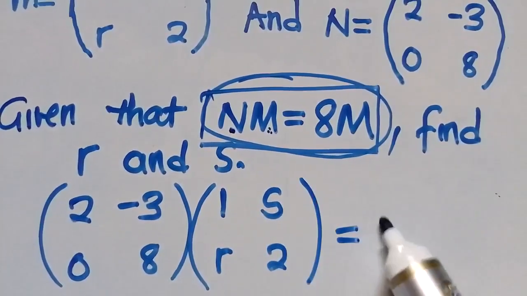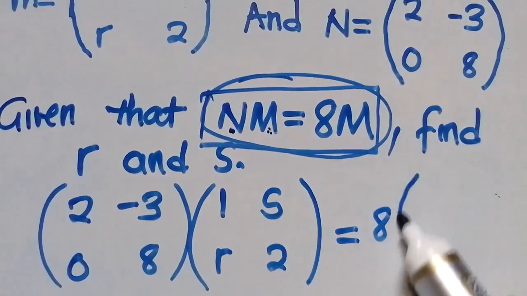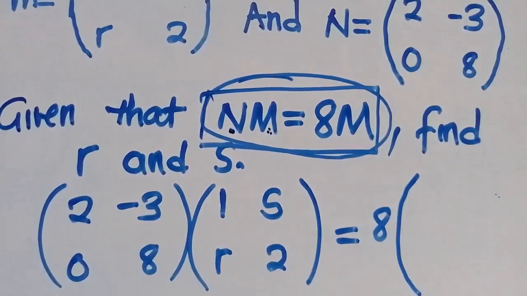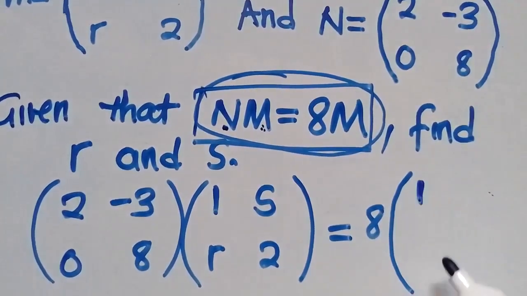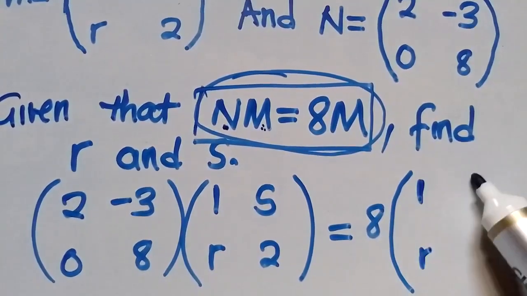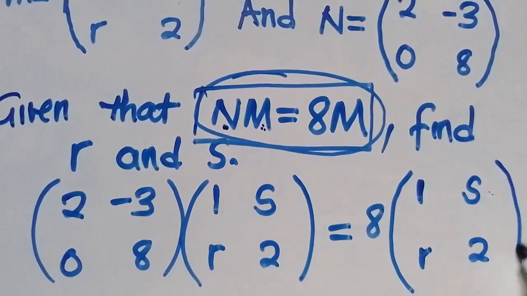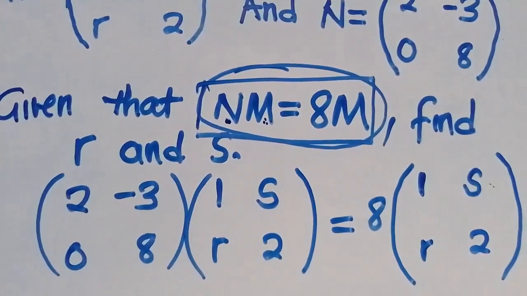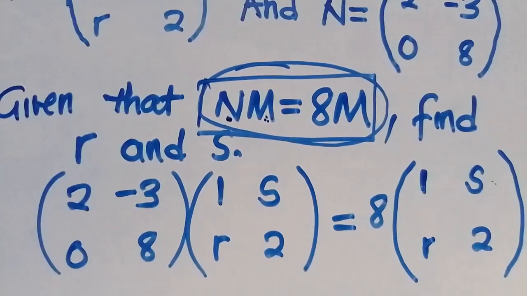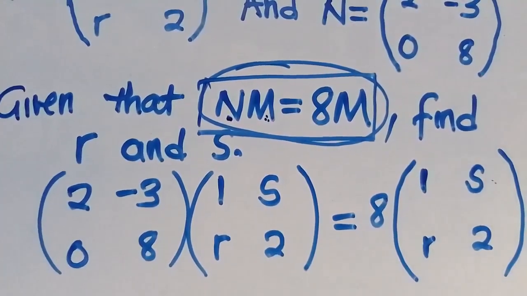This is equal to 8, then you put your M. Where is your M? M is 1, r, s, and 2 there. This is what we are given. This is the data that we have. So with this data which is given here, what we need to do now is simplify.